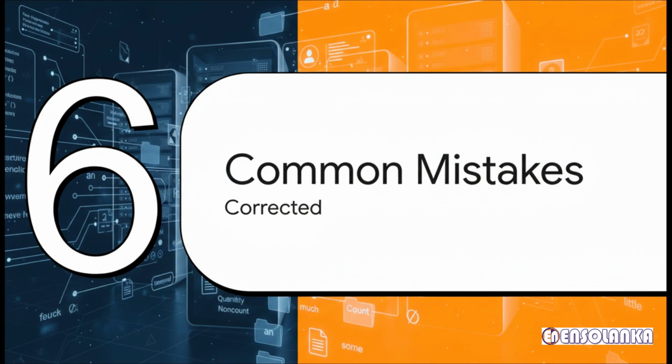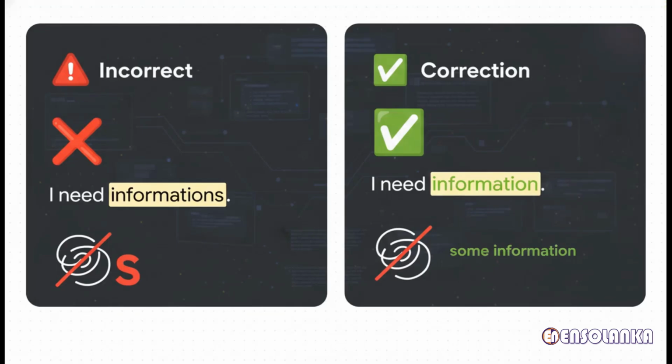All right, let's bring it all home with a quick, rapid-fire review of the most common mistakes. Seeing these side by side like this is a great way to make sure the correct patterns really stick in your head. Mistake number 1, and it's a big one, adding an S to non-count nouns. Remember, it's never informations. It's information or some information. It's never equipments. It's equipment or maybe pieces of equipment.